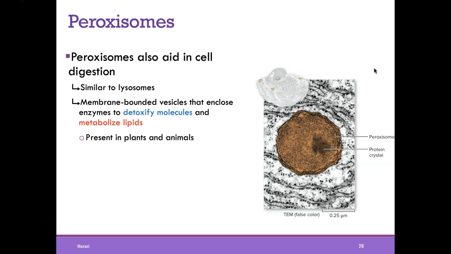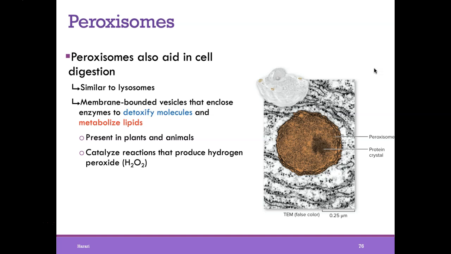Whereas lysosomes are not found in plants, peroxisomes are found in plant and animal cells. You can think about peroxisomes kind of like the liver, because just like the liver and the kidney detoxify molecules and metabolize lipids, so do the peroxisomes. So kidney cells and liver cells have abundant peroxisomes. So they're really important for detoxifying alcohol and drugs, and for making sure that we're not getting poisoned.